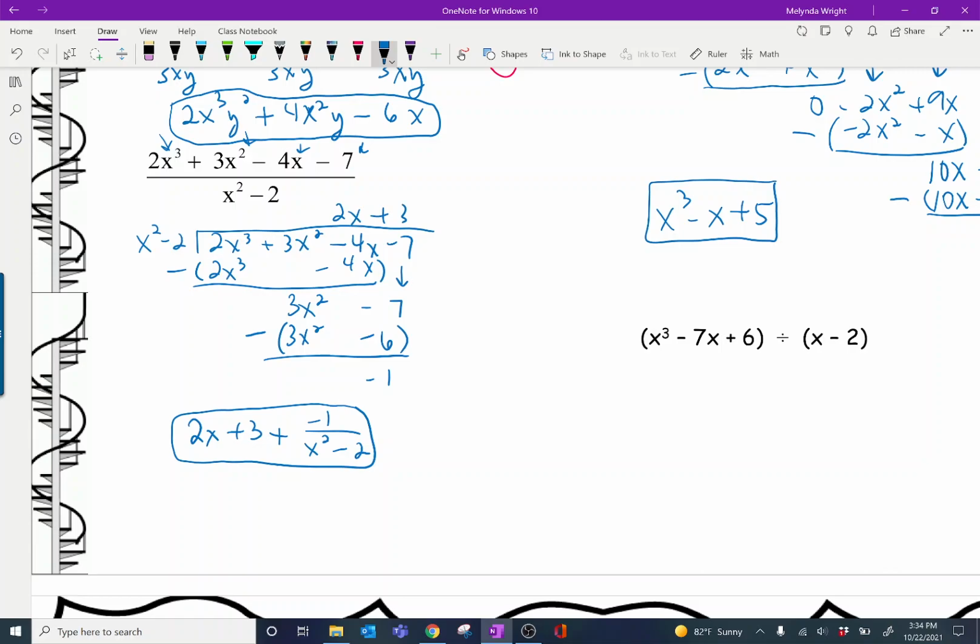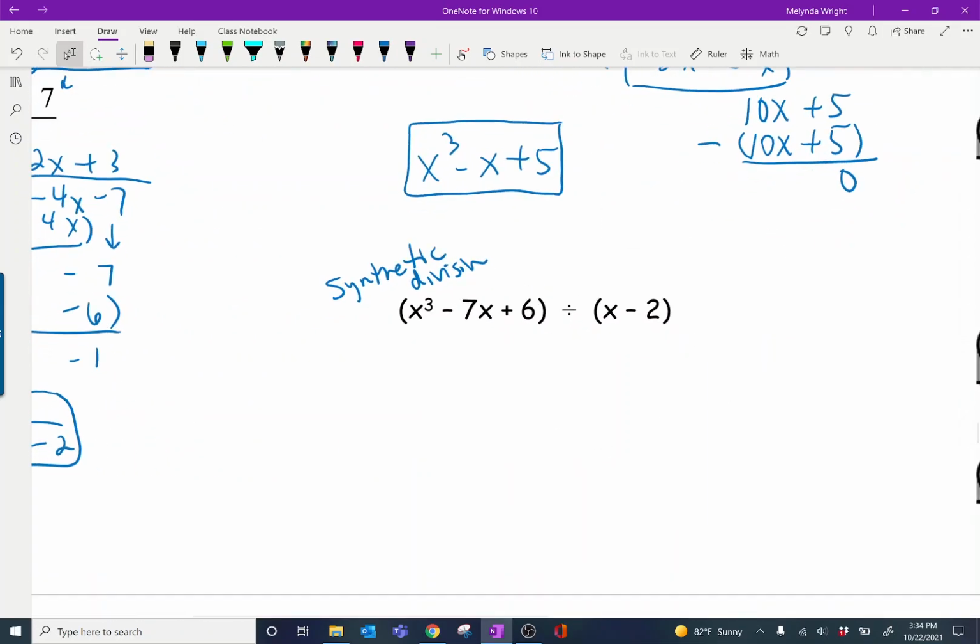So this is in the proper form, x minus k. So let's do synthetic division here, just to practice that little technique. Okay, I have to have my exponents in descending order. 3, ooh, I don't have a 2, so I'm going to have to insert a 0x squared. So 3, 2, 1, constant. All right, so here we go. How does this work? Well, I'm going to write out the coefficients. So I've got a 1, a 0, a negative 7, and a 6.